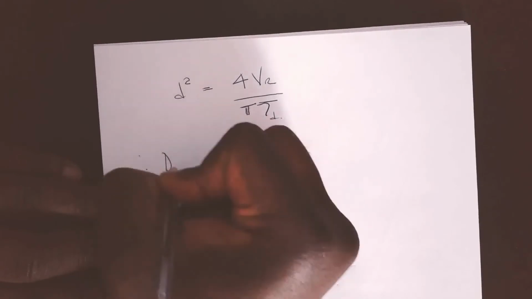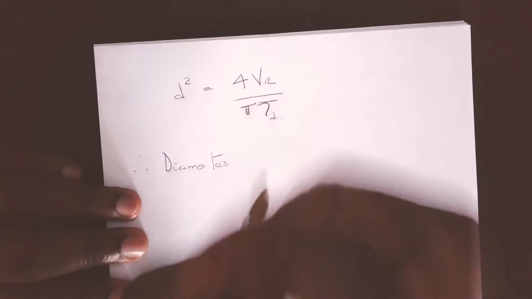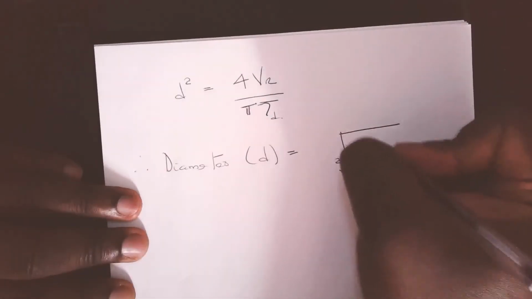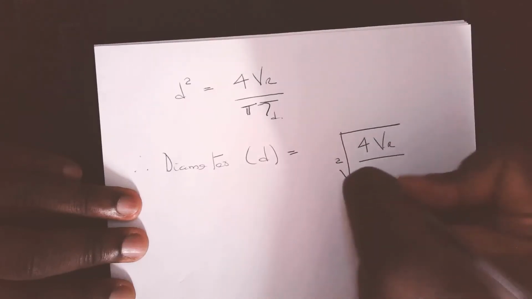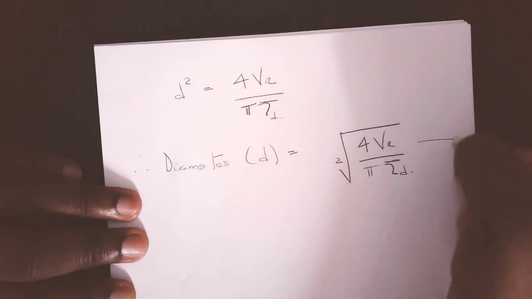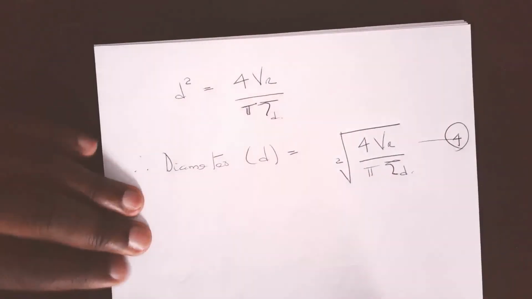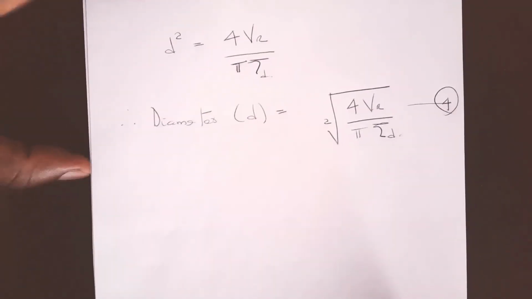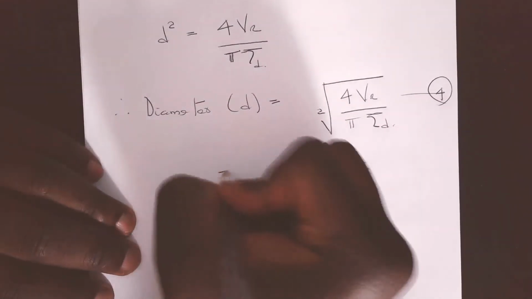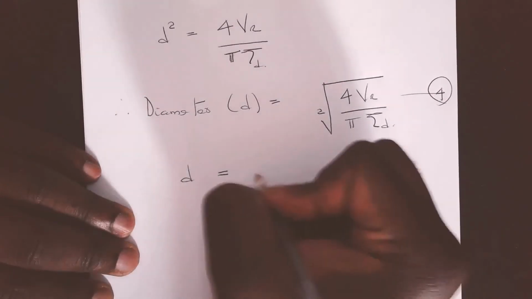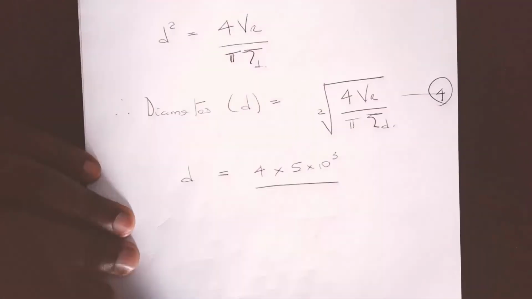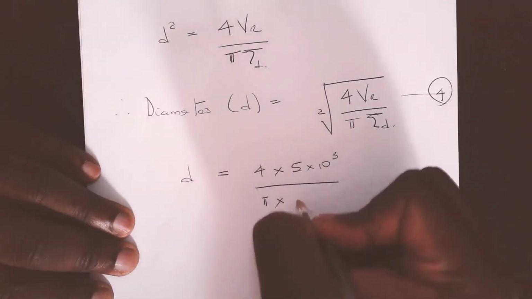Therefore, the required diameter d is equal to the square root of 4VR over pi tau D. Let's call that equation 4. So we've got a relationship to work out the required diameter of the bolt. All that we have to do now is substitute the known values and work out the required diameter. So d equals 4 times VR, so that is 5,000, divided by pi times 120 MPa.